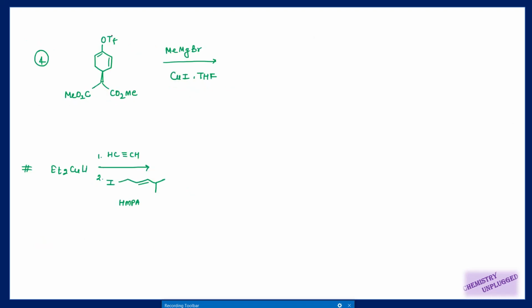Next, we can also have triflates. In addition to halides, we can also have these types of reactions with triflates. In this particular example, only this triflate group will be removed and we have methyl attached here. We are using a mixture of Grignard reagent and copper iodide. This is not simply our organocuprate compound; we are synthesizing it using this Grignard reagent, right?